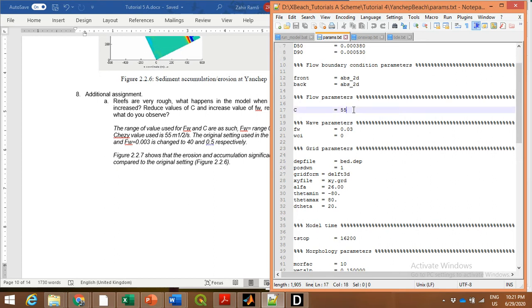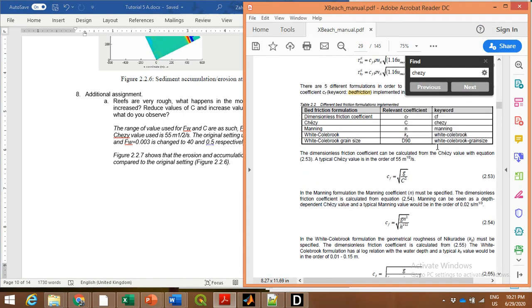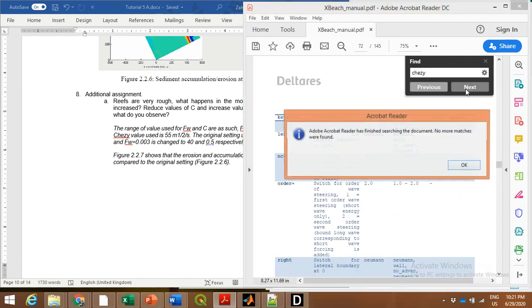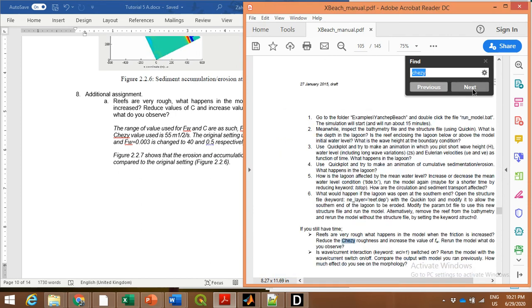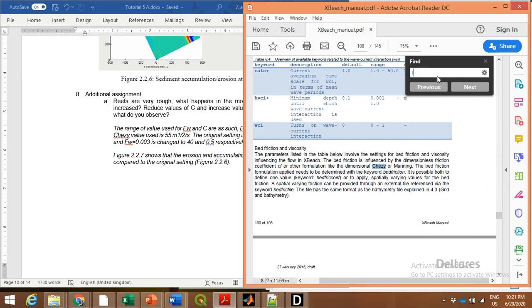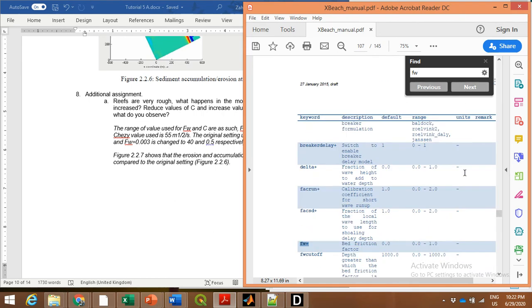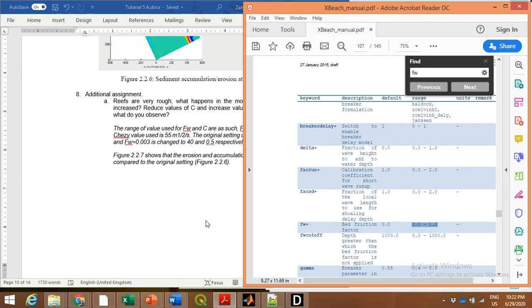Here it is put at 55 with parameter FW 0.03. So you go back to the manual and search for the number. What is the default value and the range of the value used, so that you do not put the value too big? Because here a typical Chezy value is in the order of 55. So maybe you can put it a bit lower. Because here it actually states how much the range is. So we can put FW. FW is the short wave friction, between 0.0 and 1.0. You can try that one.